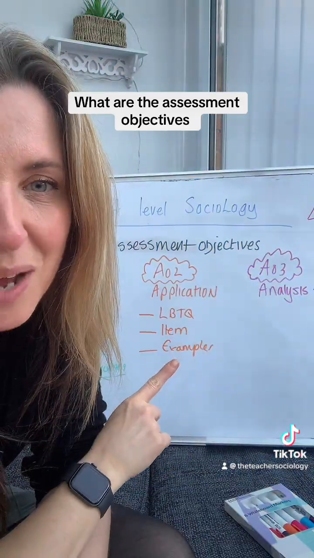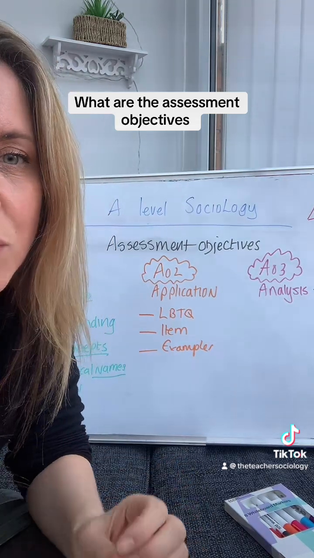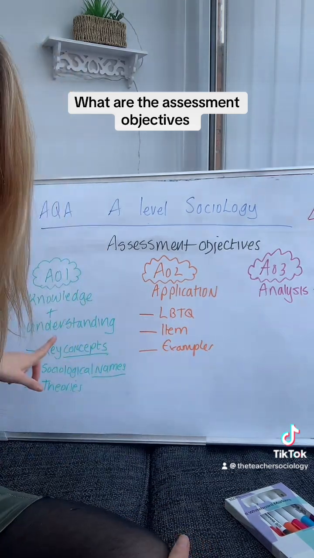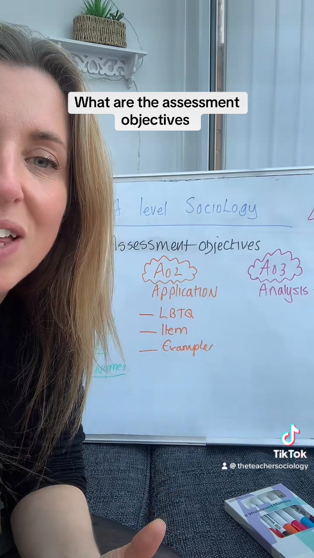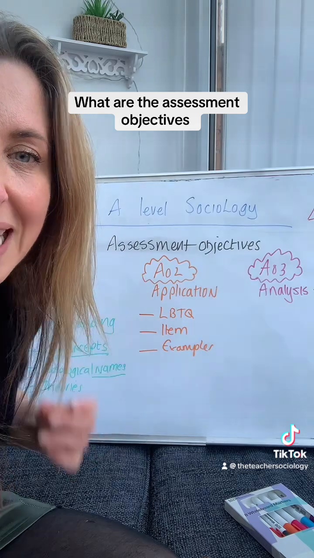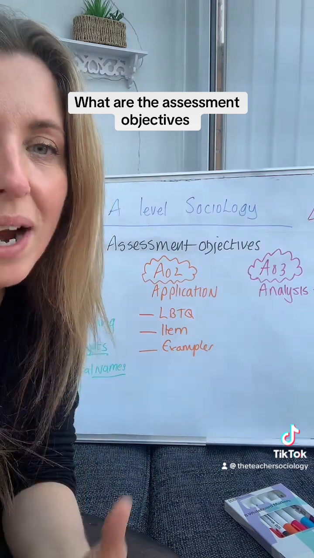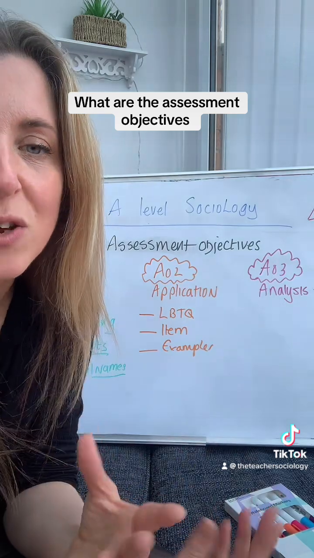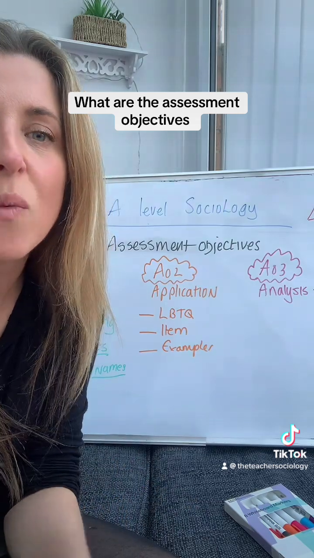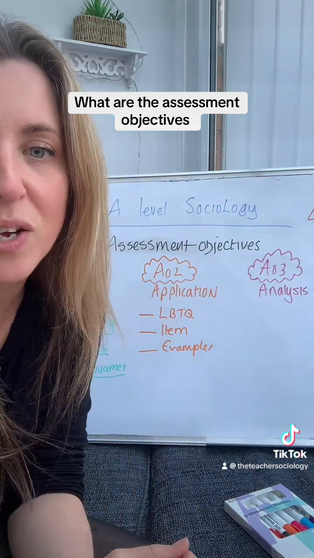Now we have got our application. So your application is where you are showing why the knowledge that you are demonstrating, your AO1, is relevant to the question that is set. So I often use LBTQ, link back to the question. So why is it relevant? Why is it useful? So you're not just listing everything that you know about a topic, you are showing why it is relevant to the question that's set.